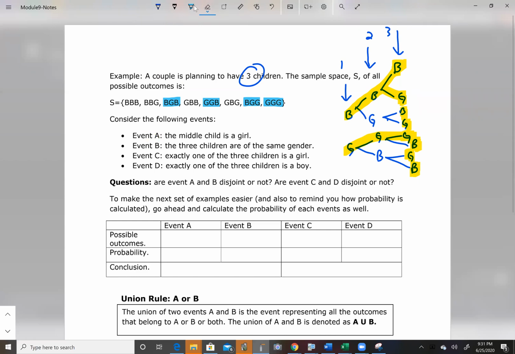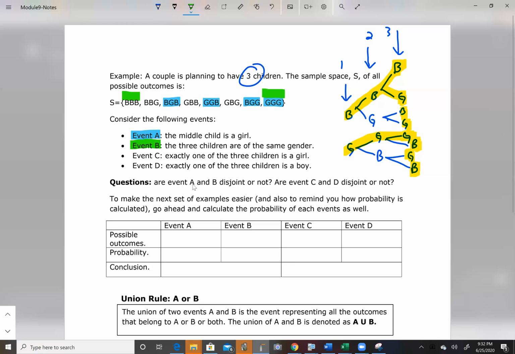So event A is blue. Okay, and then let's do event B as green. Event B is green. The 3 children are of the same gender. So where does that happen? That happens here. I'm going to do it above, and you'll see why in just a second. 3 children are the same gender only happens twice. You're either going to have 3 boys, or over here you could have 3 girls. So event B is in green.